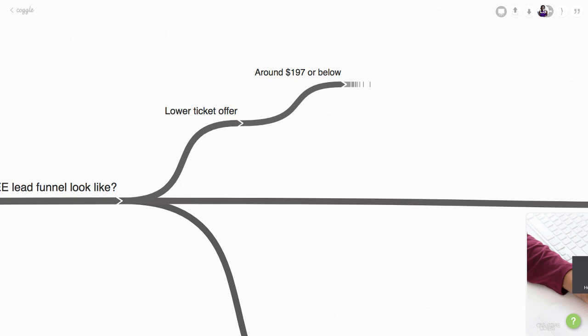And actually that audit might be a little bit higher price. I was planning on hiring a PR agency, and their initial audit was $1,000. That was their lower ticket offer. And then they had the monthly recurring from there as well.